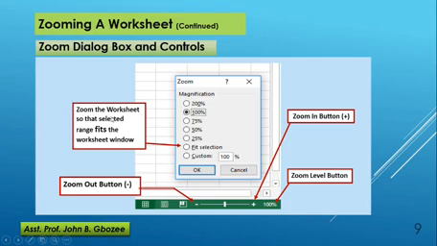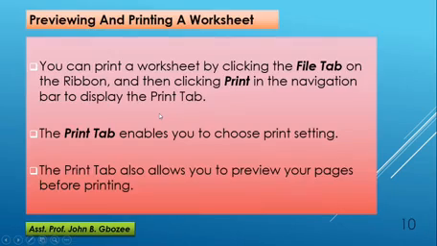Zoom the worksheet so that the sheet range fits the worksheet window. Fit selection, that's what it does. But these are specific, and it says 25, 50. I would say the normal zoom is 100. So looking at this screen, now you can see what we are referring to as the zoom. So we'll move on to the next slide.